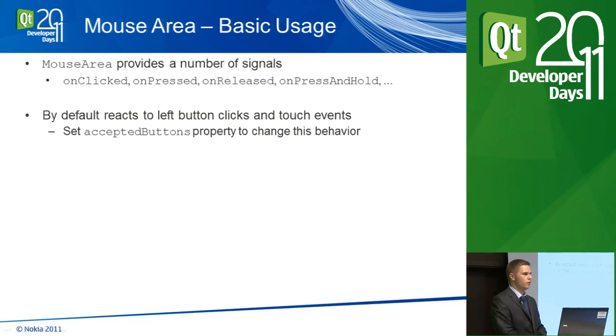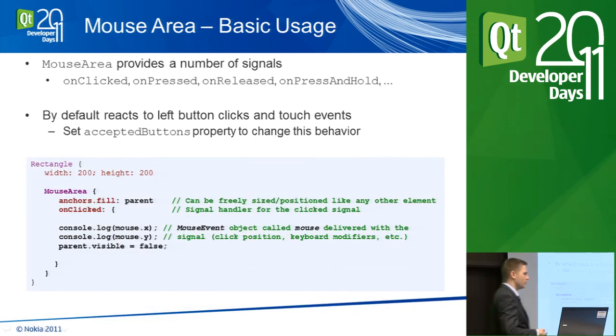One thing that you should know is that by default, you only get one button. By default, it's just the left button of your mouse or one tap on a touch screen. But if you want, you are able to define what buttons you want by modifying the accepted buttons property.